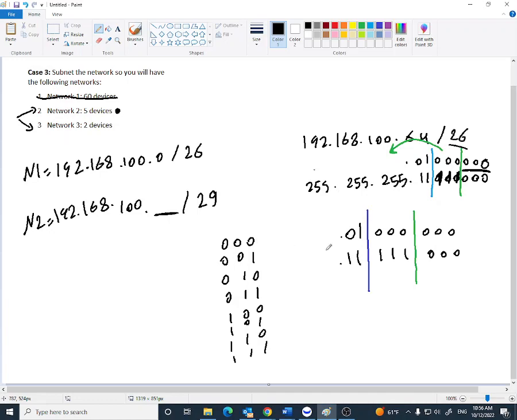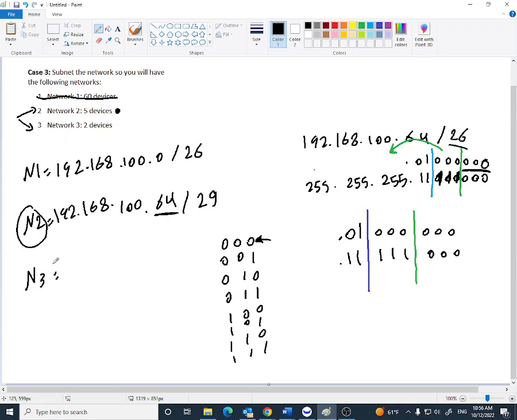So, for this network, network 2, I'm going to use the first one. So 0, 0, 0 to be assigned here. And when you put 0, 0, 0 and you convert the whole thing back to decimal, you're simply going to get 64. So at this point, I am done with network 2. And let's move on to network 3.